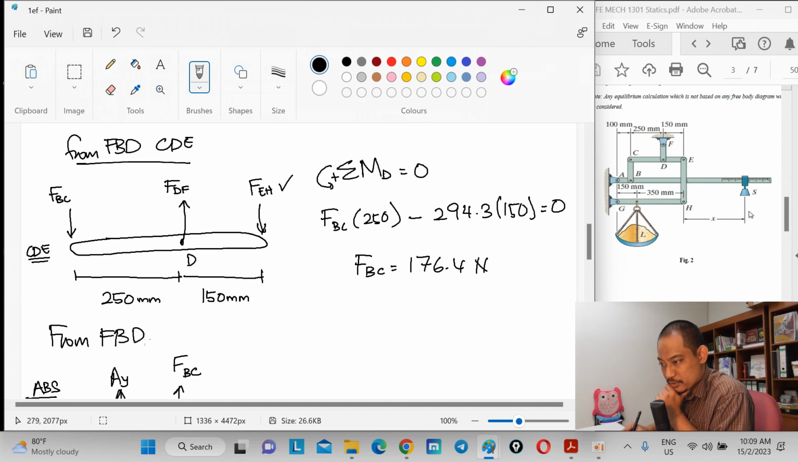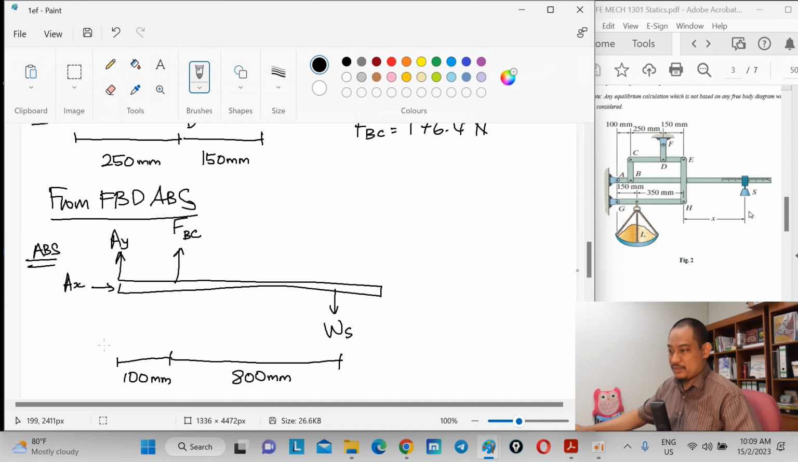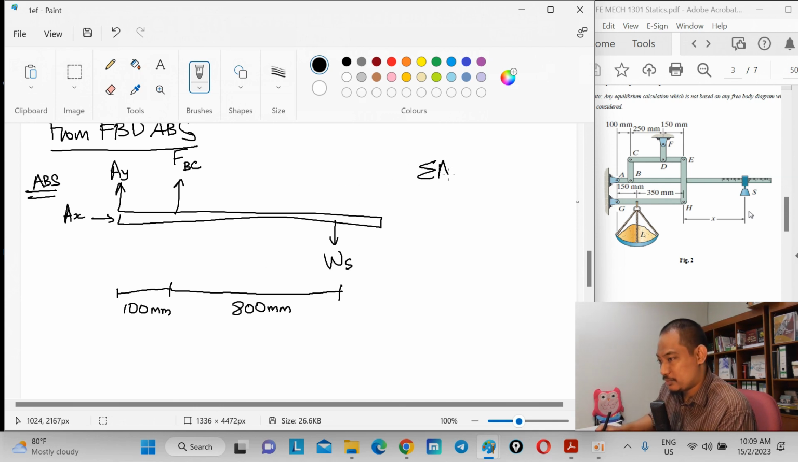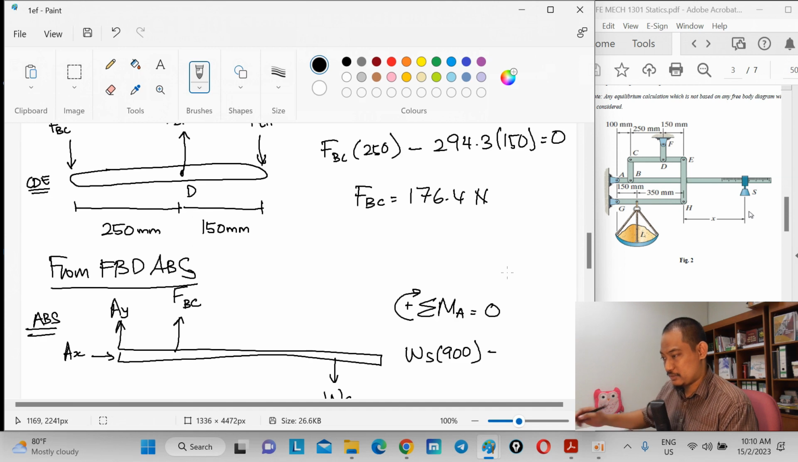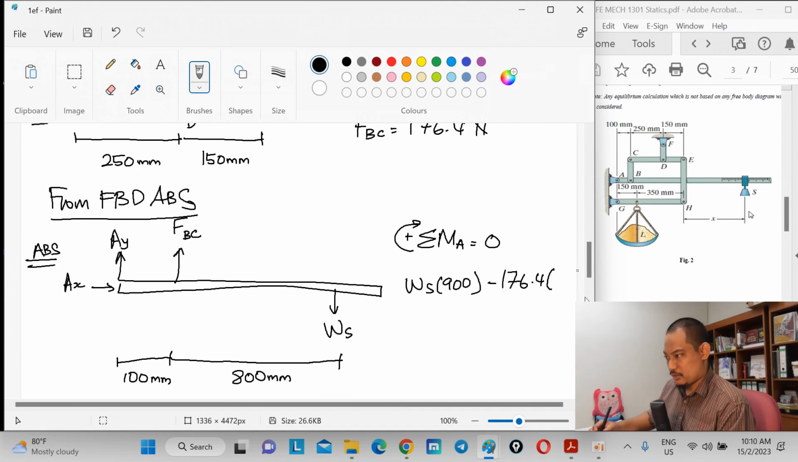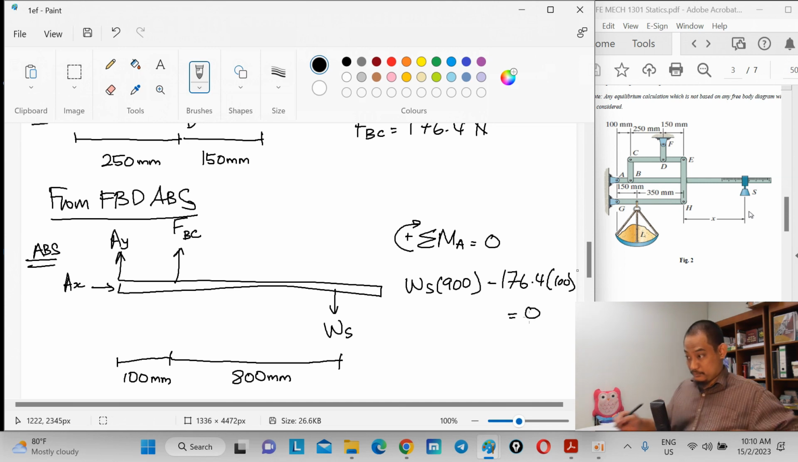From the free body diagram ABS, FBC is known up here. So you can straightaway do summation of moment about point A equal to 0 if we take clockwise as positive. So what you have is WS times 900 minus 176.4 times distance of 100 equal to 0.